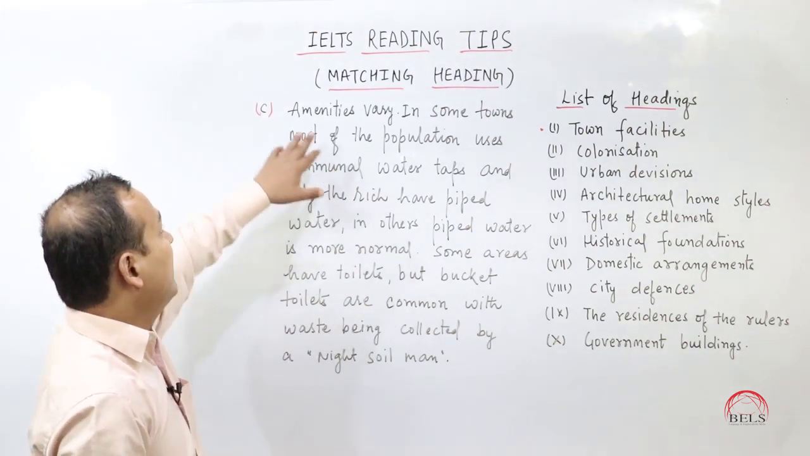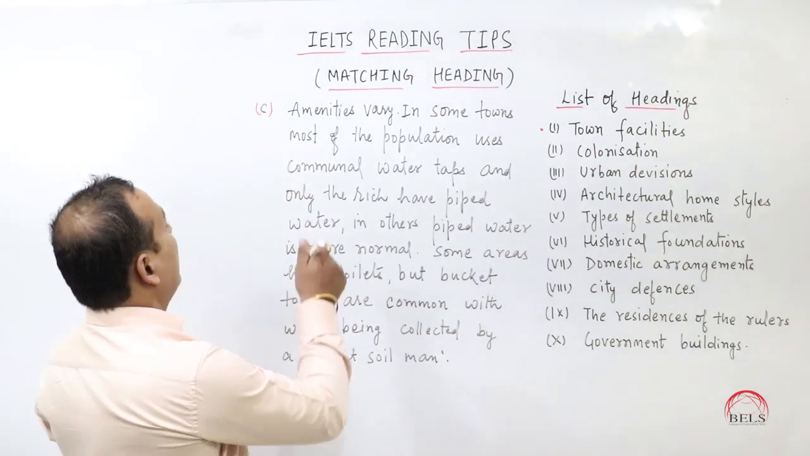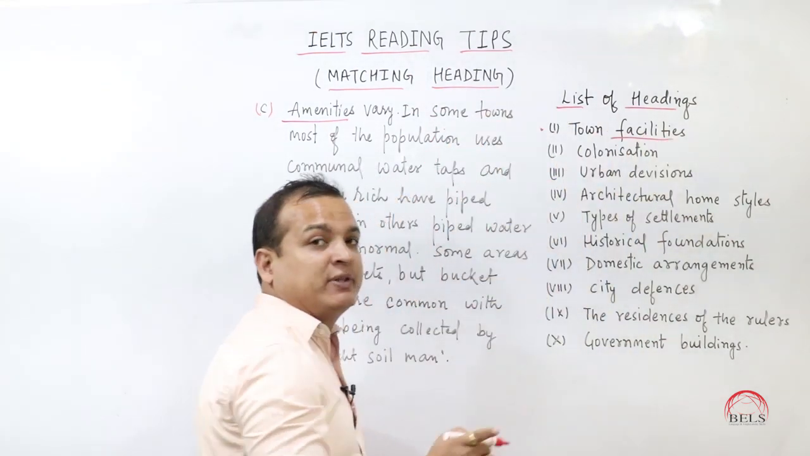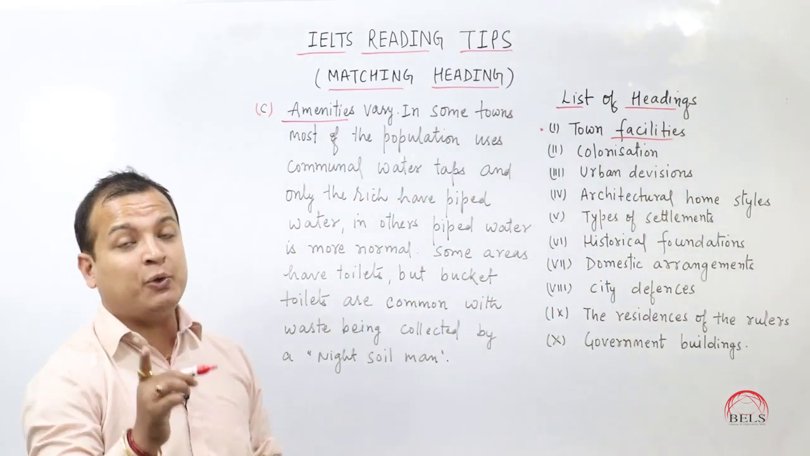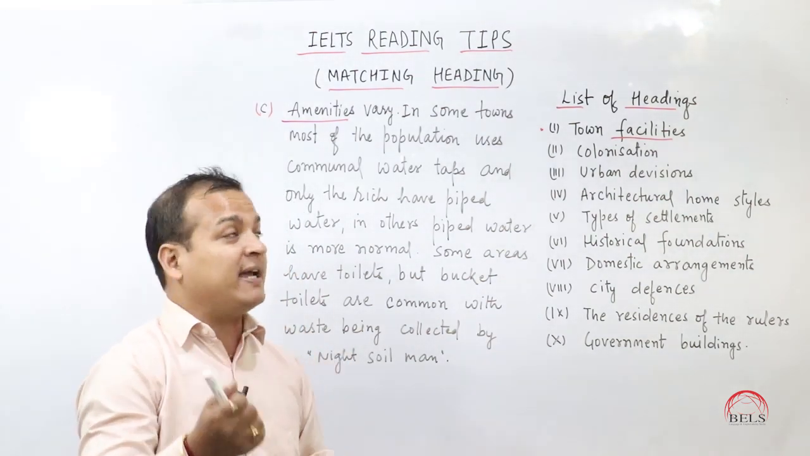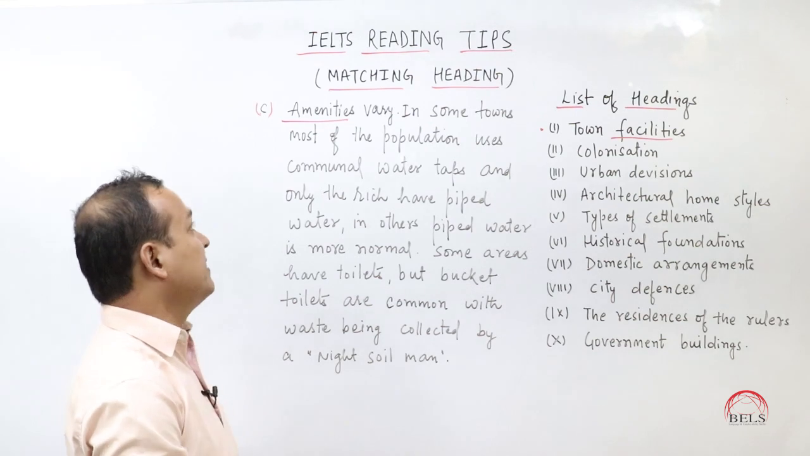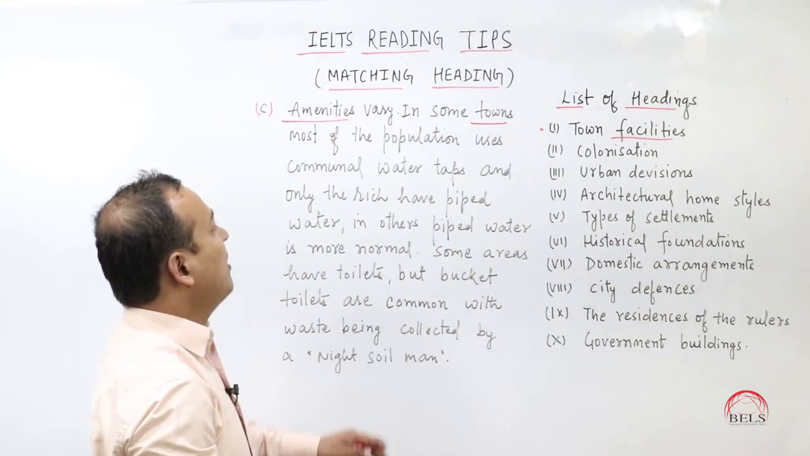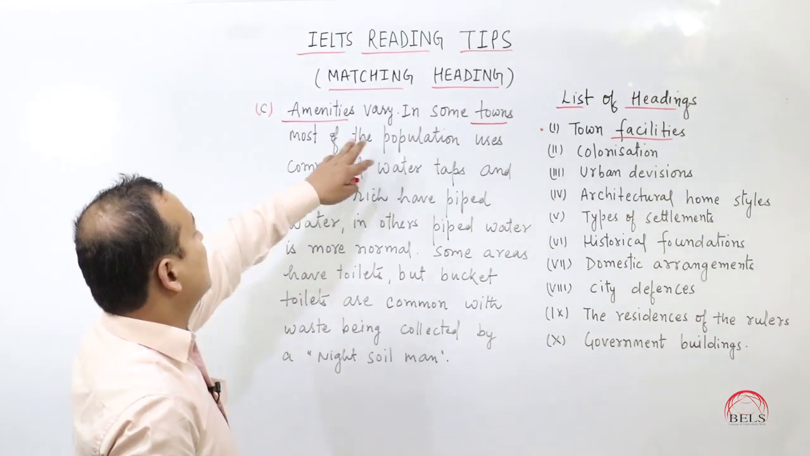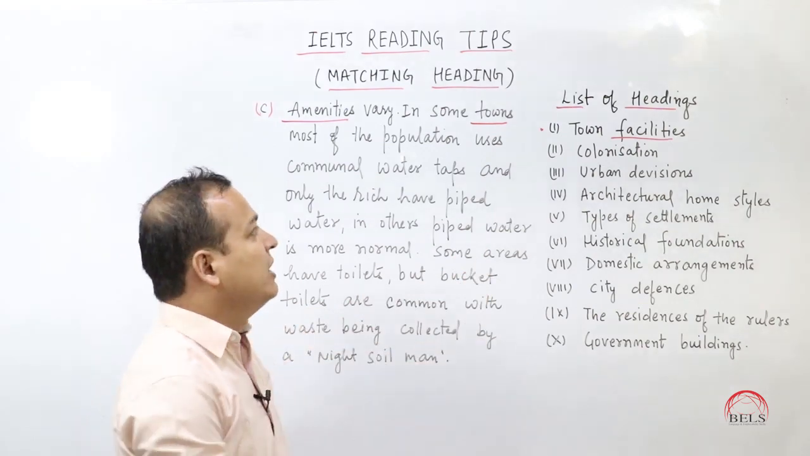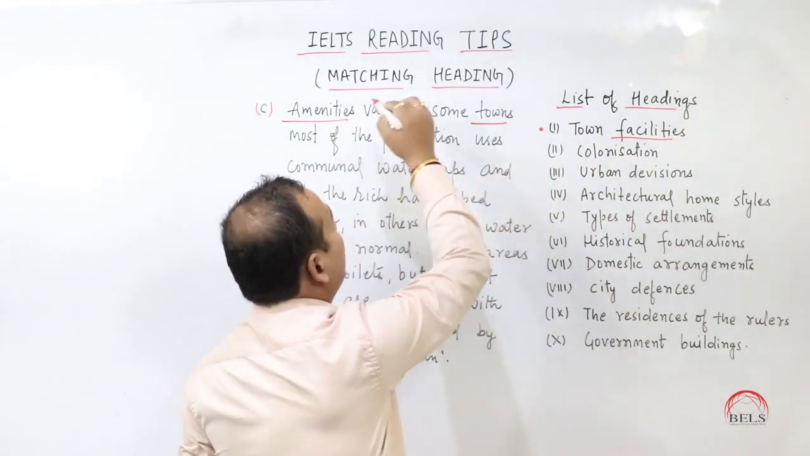The reason is that here you can see the amenities. Amenities is the synonym of the facilities. So this is one answer. I told you in the trick that they use synonyms to confuse you. So understand that amenities is the synonym of facilities. So facilities vary, and they are talking about some towns. In some towns, most of the population uses communal water taps. So they are talking about the town. So ultimately the answer has to be town facilities.